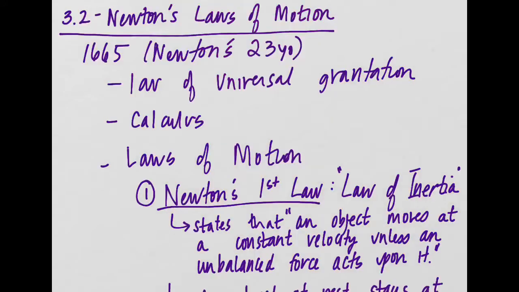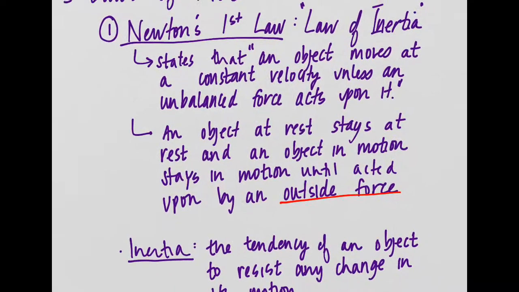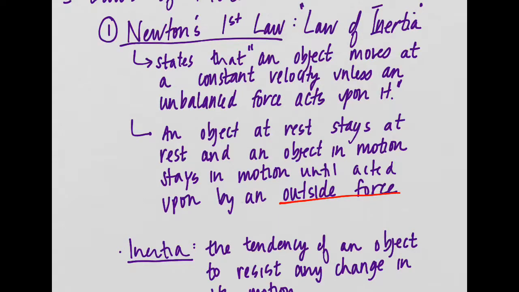All right. Here we are on 3.2. We're going to talk about Newton's laws of motion. So you need to know about Newton's first law. Remember that it's also called the law of inertia, and it states that an object moves at a constant velocity unless an unbalanced force acts upon it. When an object is at rest, it stays at rest, and an object in motion will stay in motion until it's acted upon by an outside force, or we also call it an unbalanced force.